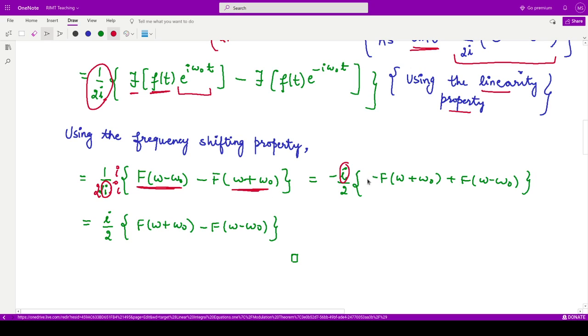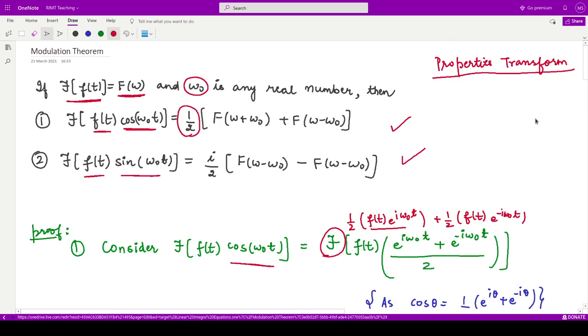And then you can take the minus common out of these two terms. So this term would become positive and this would become negative. So I have done that. So rearranging this term, we have the final result that we were seeking. So this is the modulation property for Fourier transform.